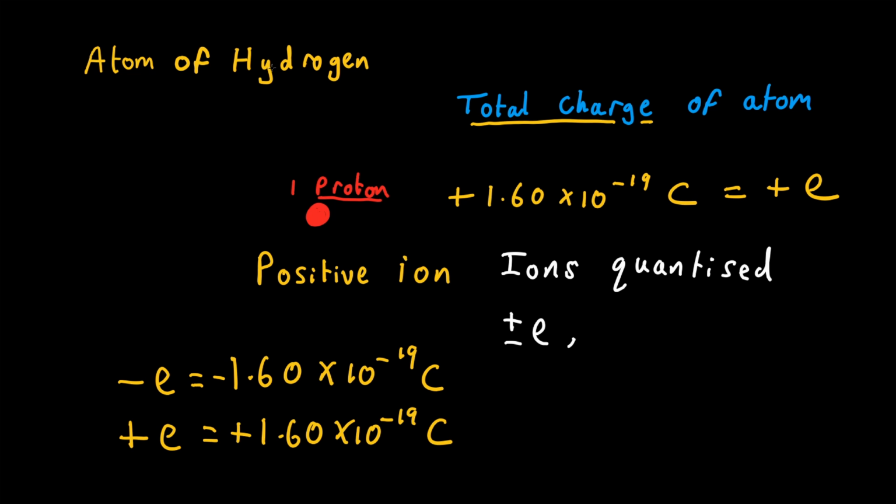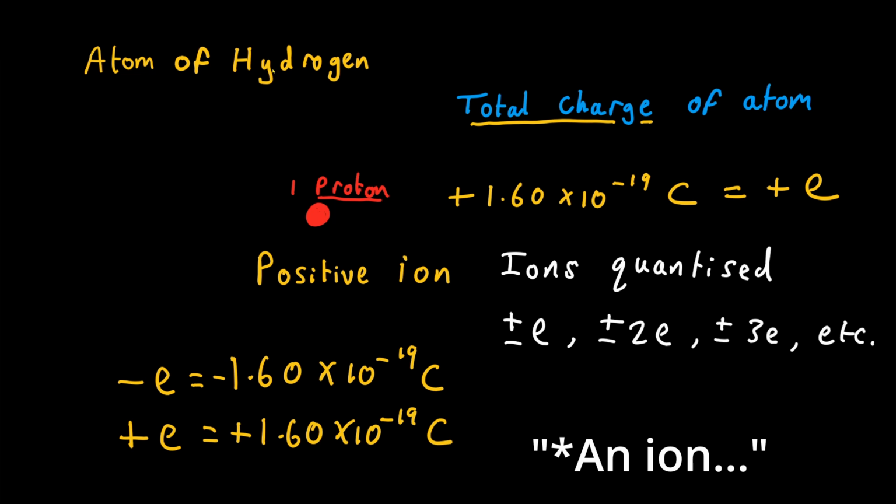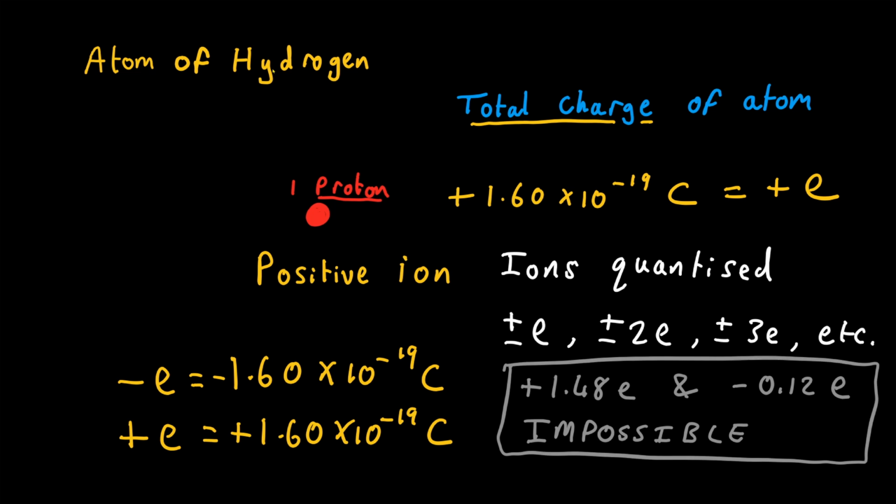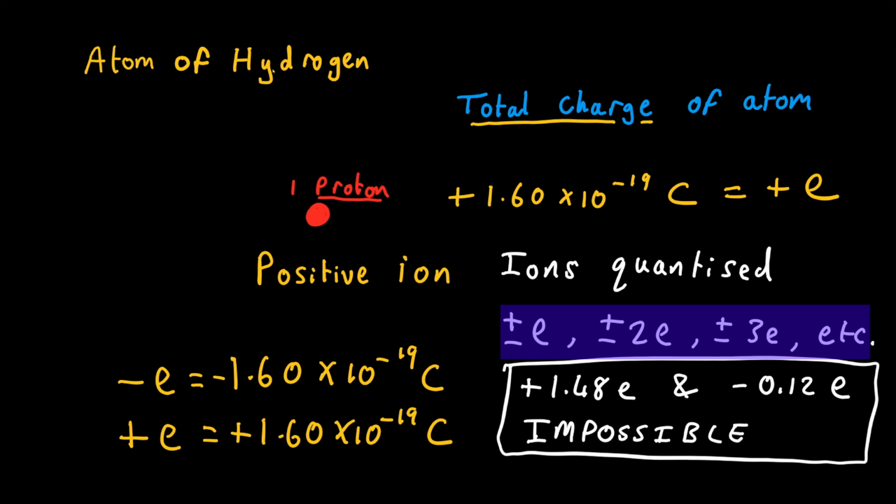For example, we can have positive or negative e, or positive or negative 2e, and e is simply the charge of an electron. An ion will never have a charge of 1.48e or negative 0.12e. We can only have integral multiples of the charge of an electron.